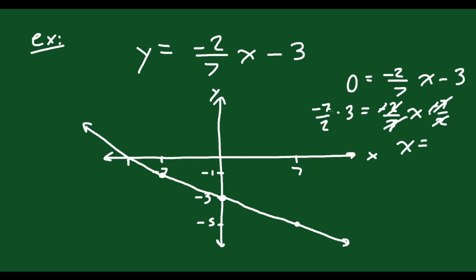X is equal to -7 divided by 2 times 3. Well, -7 times 3 is -21 over 2. So I could write it as -21 over 2. But that's just another way of saying -10.5, right? So I can make this -10.5 just like that. And now my graph is a little bit more accurate because I have that x-intercept included.